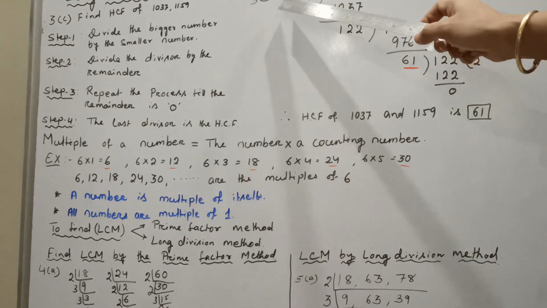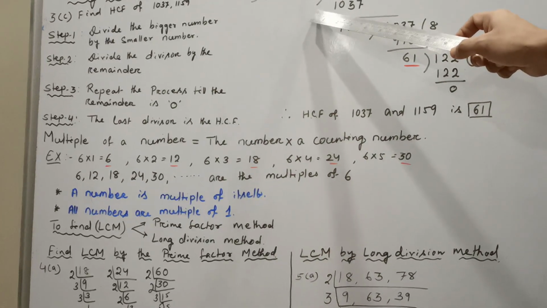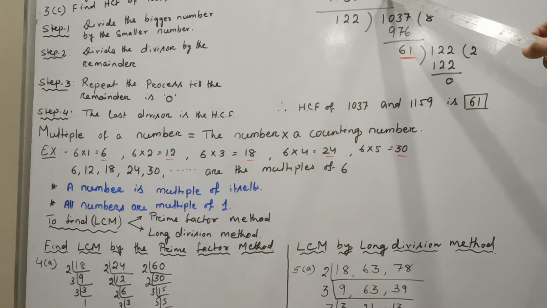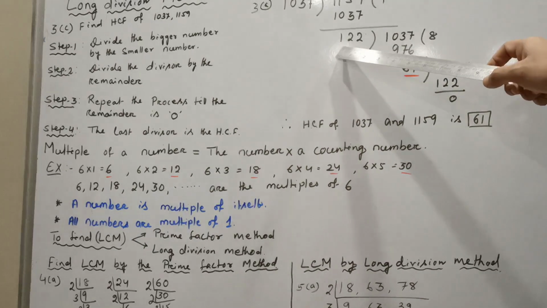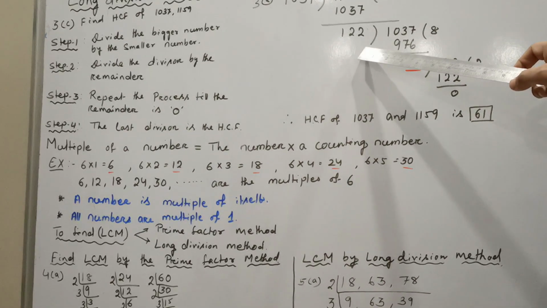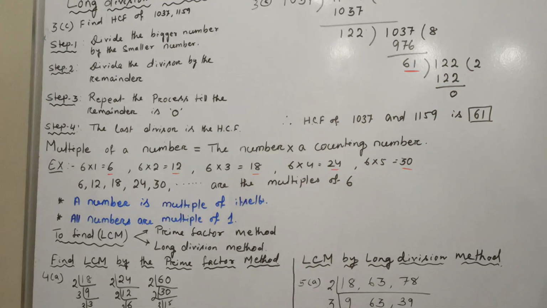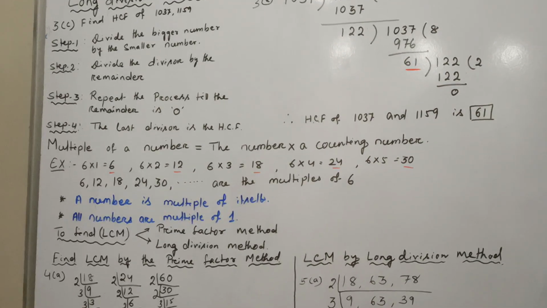So 1159 divided by 1037. This is the first step. So 1, you take 1. Now remainder is 122. The second step is divide the divisor by the remainder.